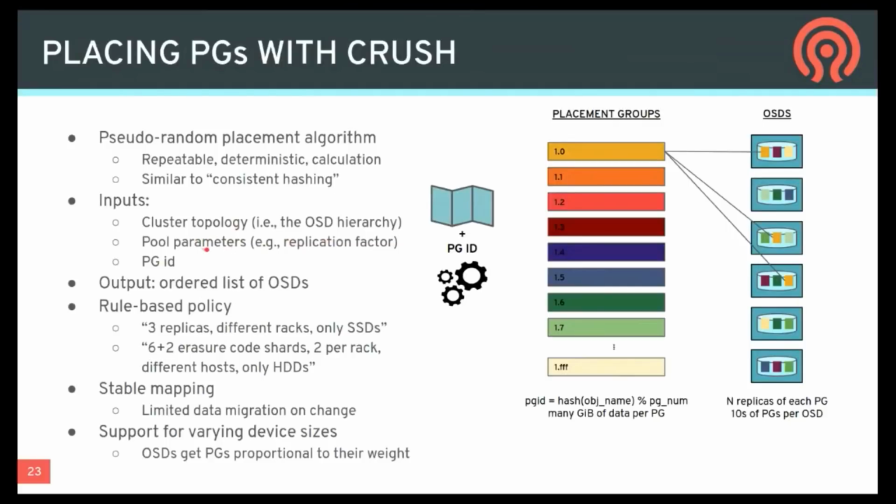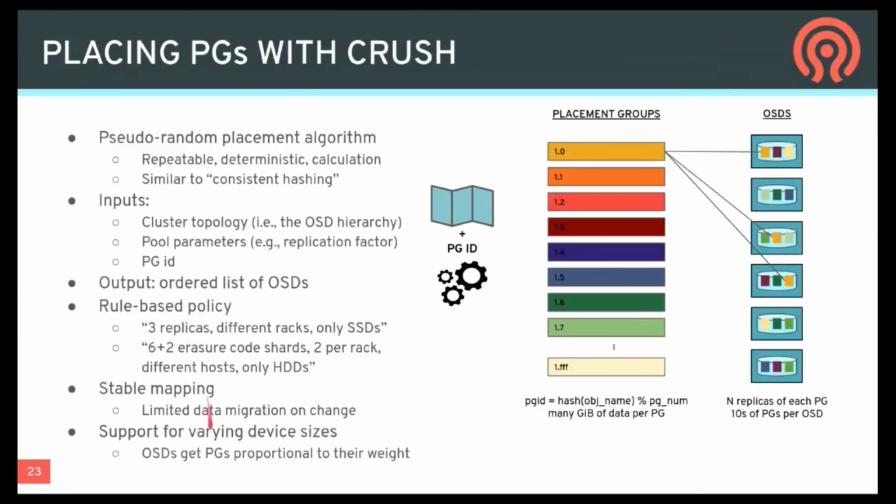And so as part of these pool parameters, Crush allows you to write rule-based policies that describe how those replicas should be placed. So you can do things like say, I want 3 replicas in different racks. Maybe I only want to use SSD devices. That's one of the inputs to the function, and it spits out which devices to use at the end. You can have something more complicated, like if you're using an erasure-coded scheme that's 6 plus 2, so you have 8 shards of your data. Maybe I want to have 2 of those shards per rack, so spread across 4 racks. But of those 2 shards that are within a particular rack, I want those to be separated across different hosts. And I only want to use hard disks. Something like that is also possible.